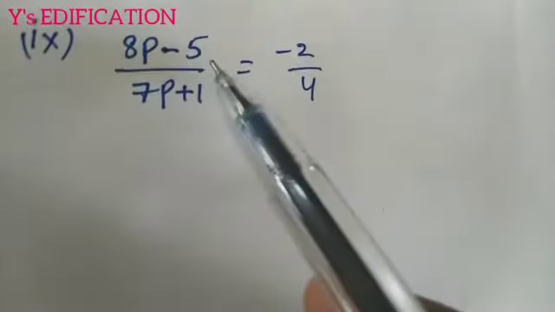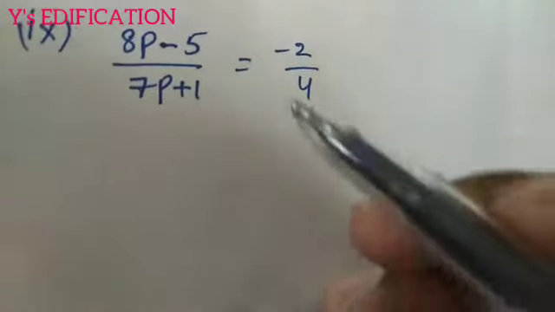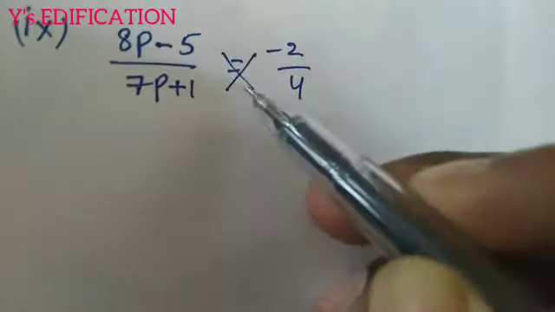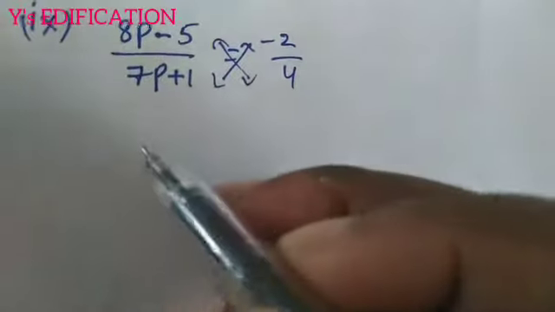Next one. 8p minus 5 by 7p plus 1 is equal to minus 2 by 4. Okay. This one also I am going to do the cross multiplication. So what will become?